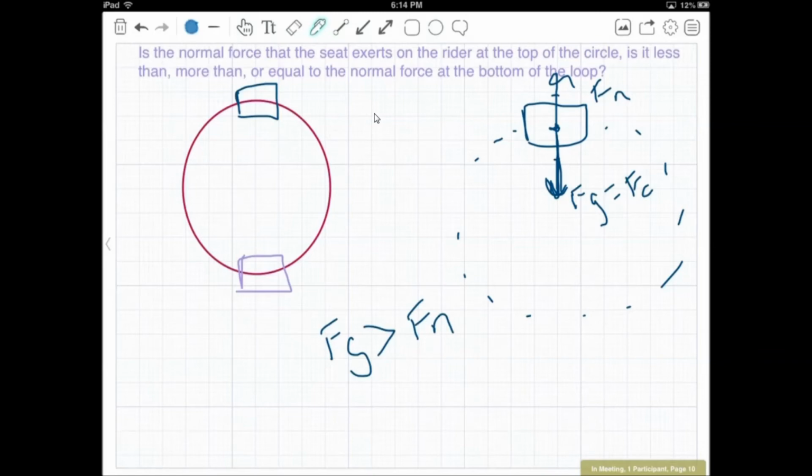Right? If it's not, then I don't move in a circle. Those two things cancel out. I would move in a straight line. Right? I wouldn't accelerate. I wouldn't change direction, in other words. Right? So that's the first part of this problem.